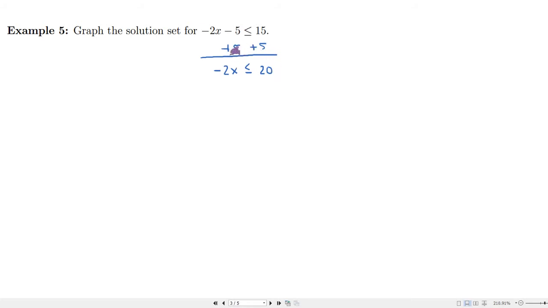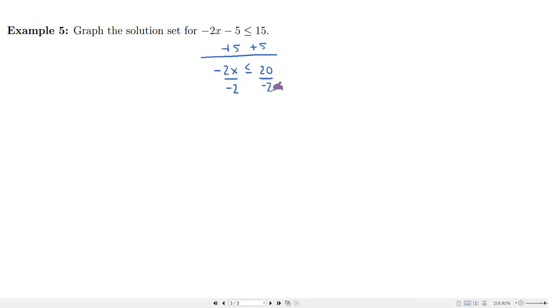Okay, so remember, you're only going to have to change that inequality when we're talking about multiplication or division by a negative. You can add and subtract. That's not going to affect that. All right, just be aware of that. But here, we are going to have to divide by a negative 2.